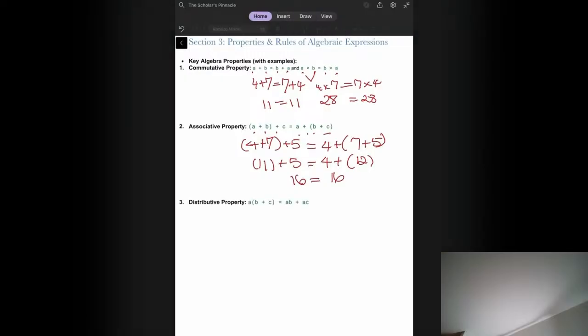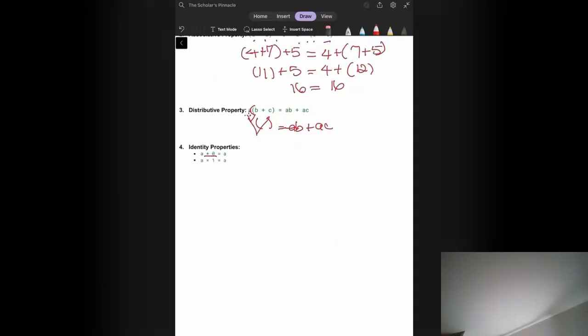Number 3 is distributive property. A multiplied by, where the parentheses right here represent a multiplication operation, B plus C, parentheses closed, is equal to, you can distribute, A multiplied by B and A multiplied by C, as you have here. AB, which are multiplied together, plus AC. Do you see how that works? Let's see the next property.